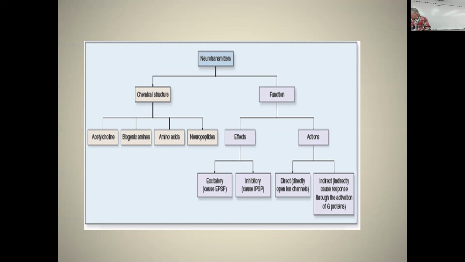Okay, function, effects, actions. Excitatory causes EPSP, inhibitory causes IPSP, depending upon the ion channel that's opened up. Action is directly opens ion channels, like what happens in nicotinic receptors, or indirectly cause a response to the activation of G proteins that leads to the manufacture of a second messenger, and that opens up ion channels. And that's more adrenergic or cholinergic with muscarinic receptors.